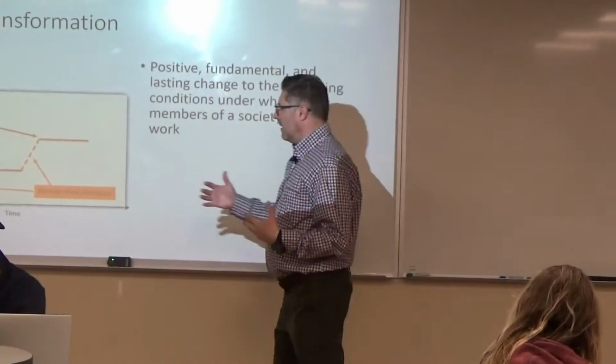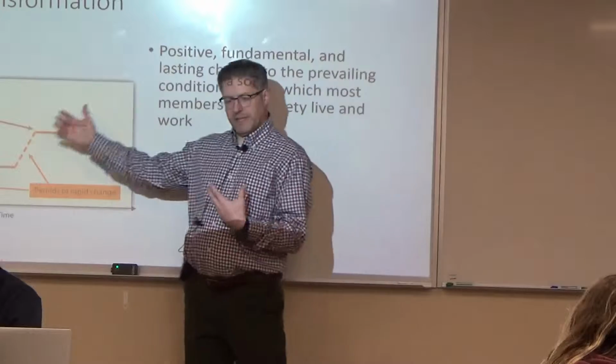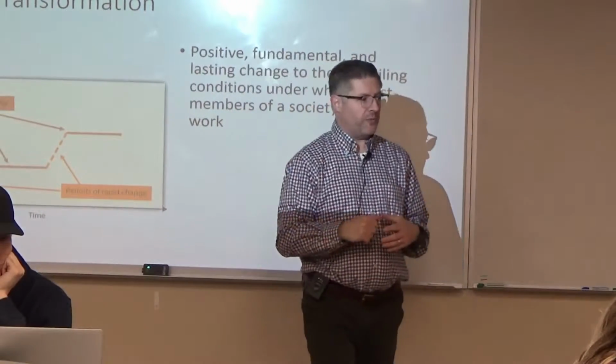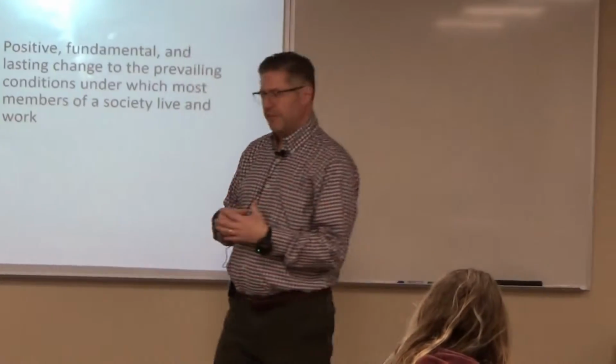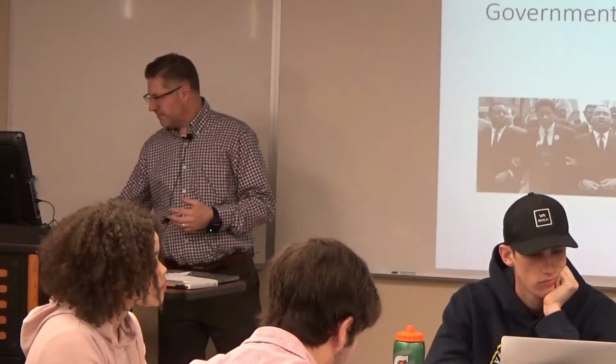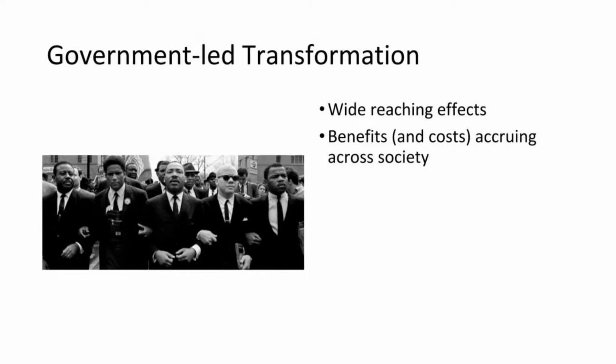We've seen a variety of kinds of periods of stability throughout society, and we've seen periods of rapid change in various ways. Here's an example. So we've got two ways of transformation, one that's government-led and one that's business-led. So government-led, we've seen transformation happen in terms of like the civil rights movement, right?